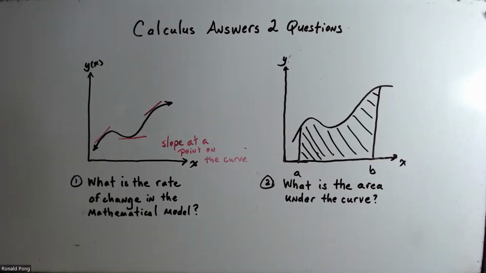What calculus does for us is it answers two very basic and seemingly unrelated questions. The first of this is, what is the rate of change in our mathematical model? In other words, what is the slope of this curve at any given point? The second question, again, seemingly unrelated, but as we shall see, is just the other side of the same coin, is what is the area underneath this curve?